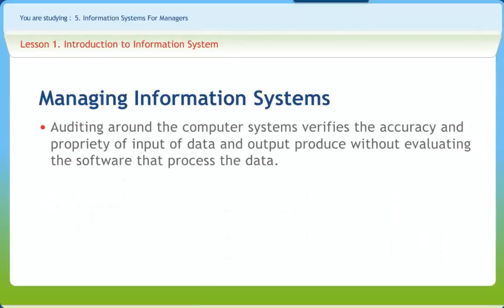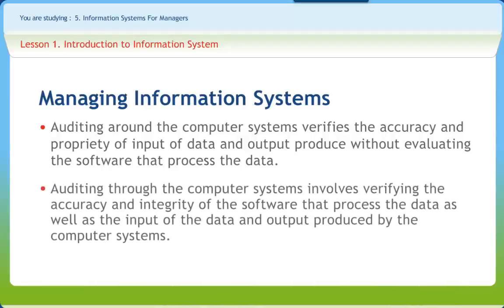Auditing around the computer systems verifies the accuracy and propriety of input of data and output produced without evaluating the software that processes the data. Auditing through the computer systems involves verifying the accuracy and integrity of the software that processes the data, as well as the input of the data and output produced by the computer system.